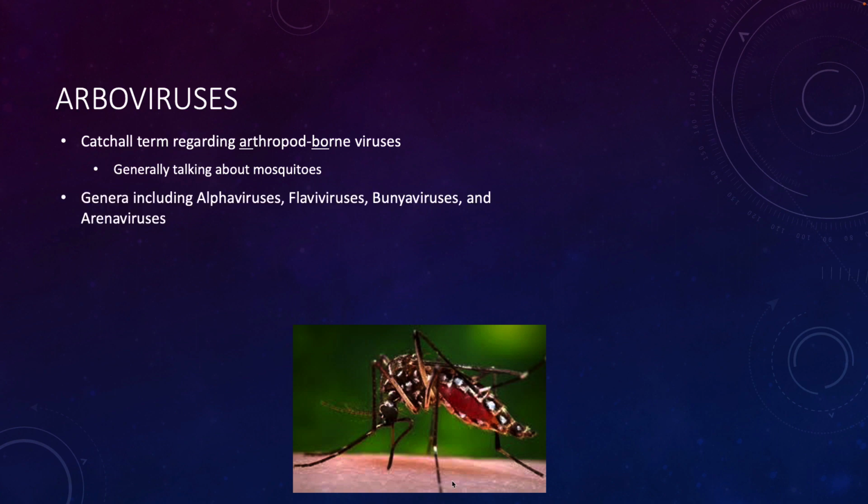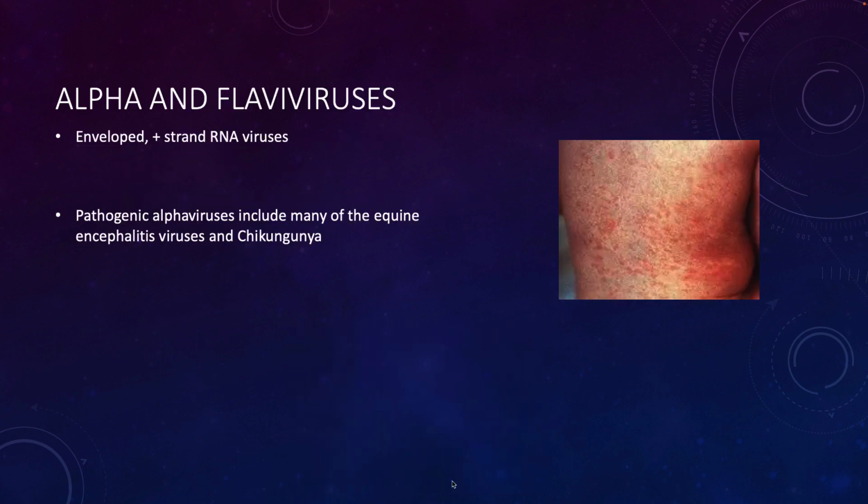There are 4 major genera that have arboviruses in them: alphaviruses, flaviviruses, bunyaviruses, and arenaviruses. So first we'll talk about alpha and flaviviruses.